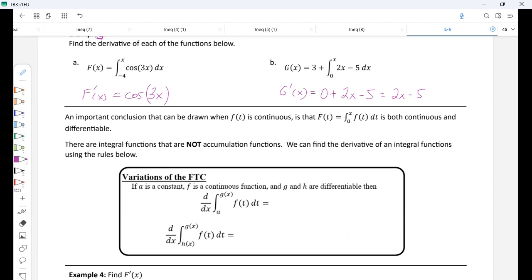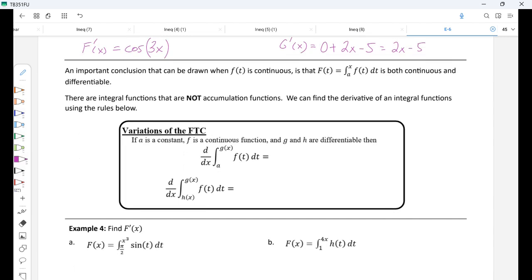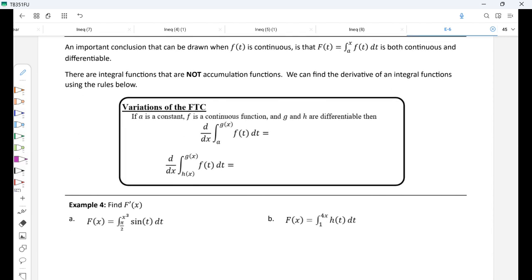It's not always that easy. We don't always have accumulation functions. Sometimes the thing in our limits isn't just an x. Sometimes it's a function, 2x, 3x, x squared. It's a little bit more complicated with these functions. They don't have names. We have to just follow the rule with them, okay? So here's how it works when you don't have an accumulation function. You've got something else going on.